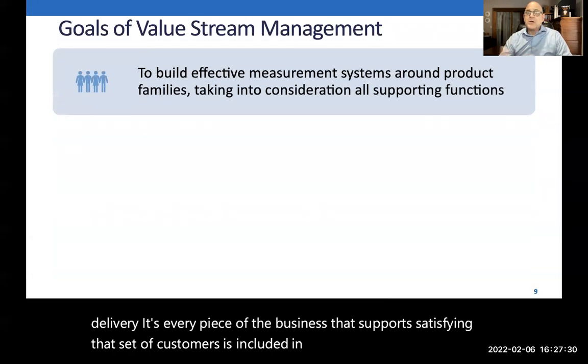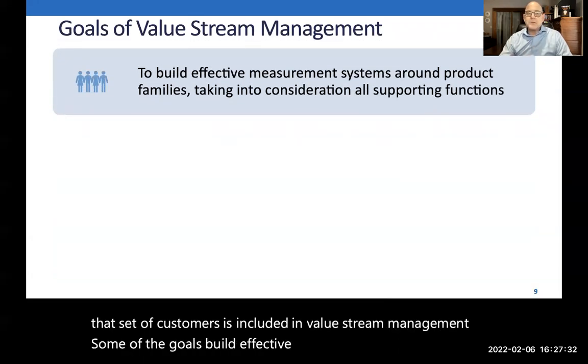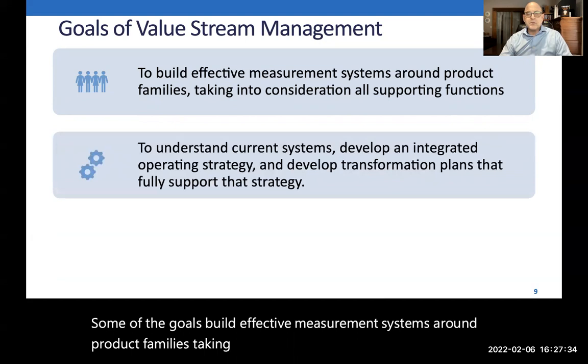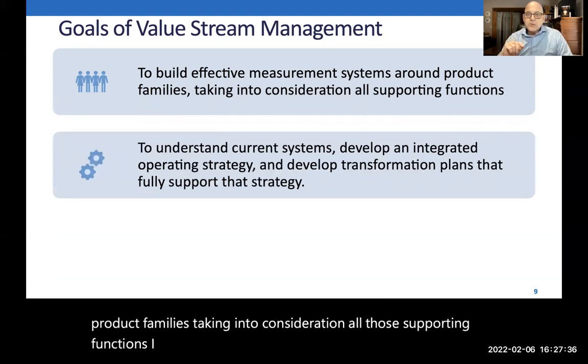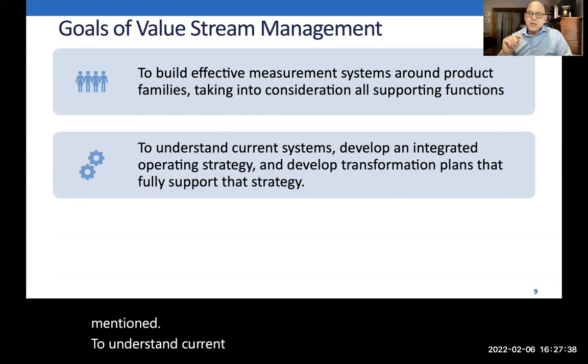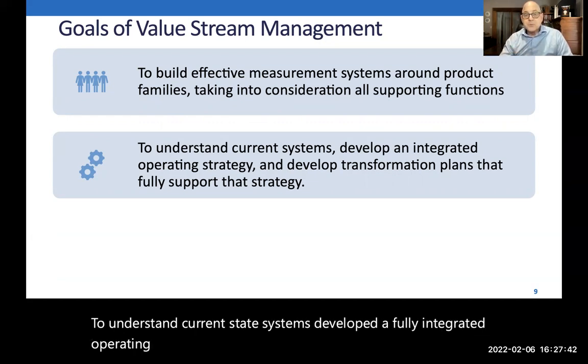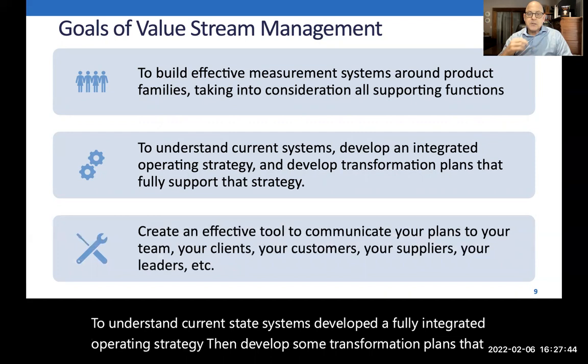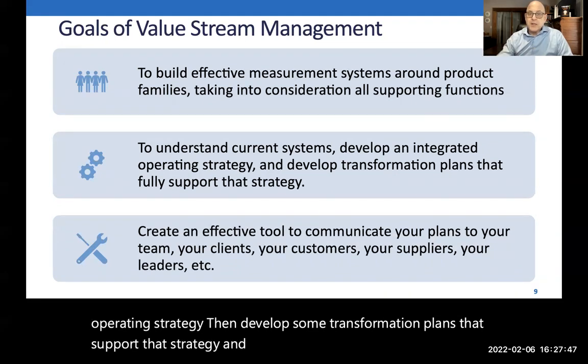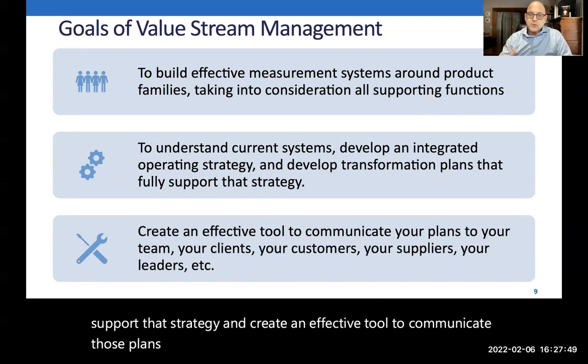Some of the goals: build effective measurement systems around product families, taking into consideration all those supporting functions I mentioned. To understand current state systems, develop a fully integrated operating strategy, then develop some transformation plans that support that strategy, and create an effective tool to communicate those plans to the team, your clients, your customers, your suppliers, whoever needs to know.